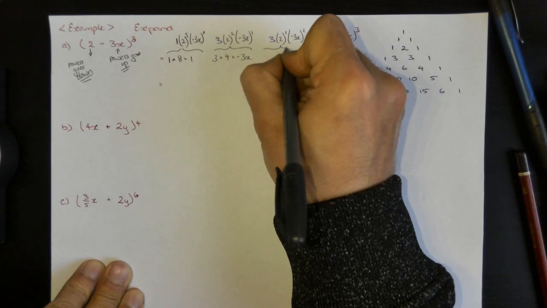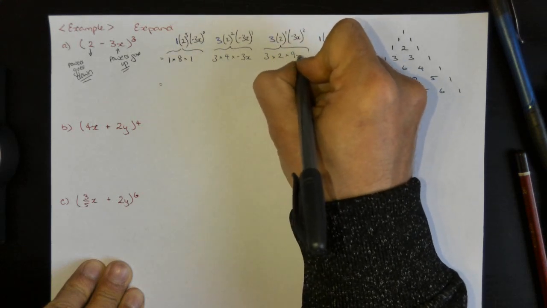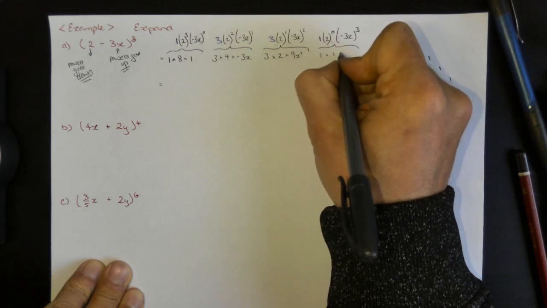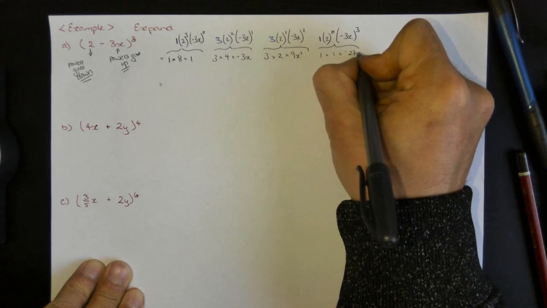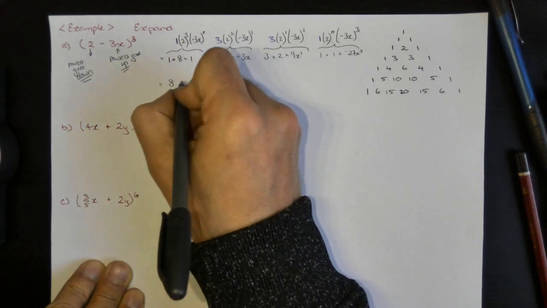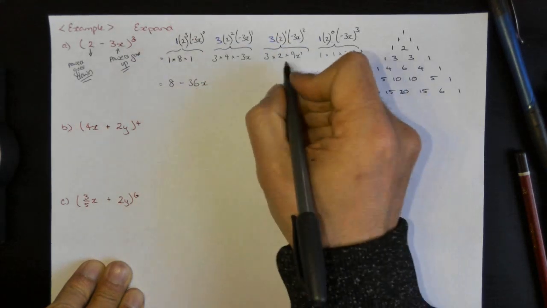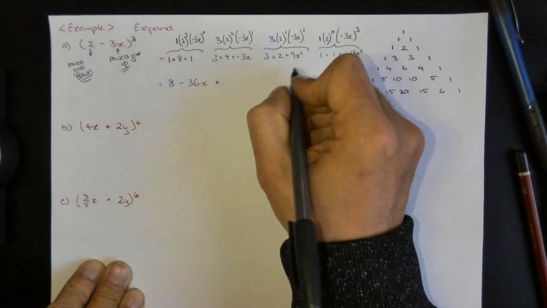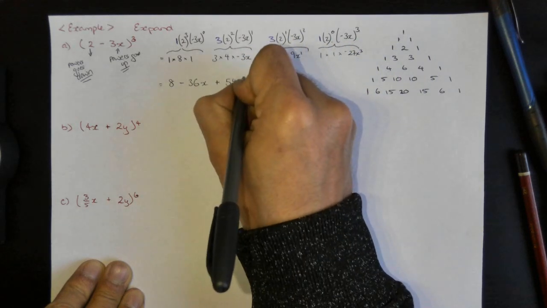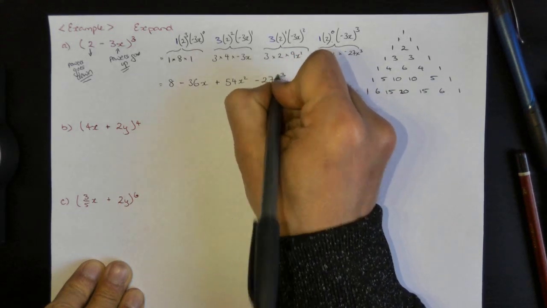Okay. Looking at this one, we get 3. I'm going to times it by 2. This is going to be positive 9x squared. In the last term, we've got 1. We're going to get 1. Negative 27x cubed. Okay. So 1 times 8 is 8. This is negative, so we've got 3 times 3 is 9, times 4 is 36x. This is going to be positive, so 3 times 2 is 6. This is going to be 54x squared. And then 1 times negative 27 is negative 27x cubed.